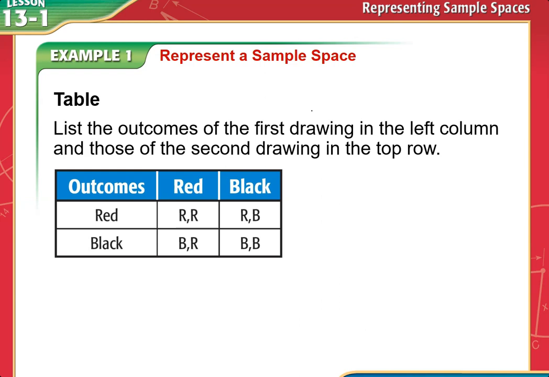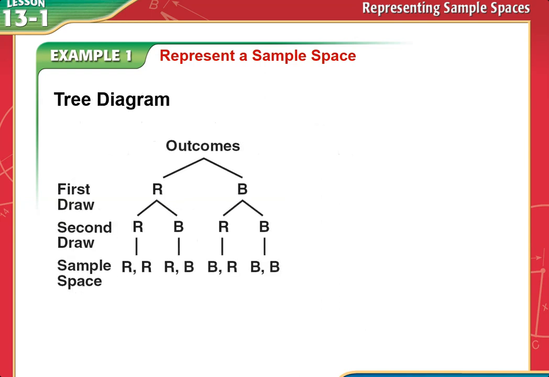We also can demonstrate this through a tree diagram, where we have the first draw being the R or the B, and then if an R occurs on the first, then the second one could be an R or a B. Therefore, you follow the path. We have an RR outcome, an RB outcome, a BR outcome, and then finally a BB outcome.